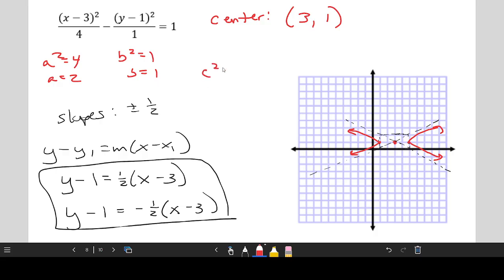And then c squared is equal to a squared plus b squared. So c squared is 5. C is the square root of 5 again. So we're going just over 2 units from the center in each direction. From the center, not from the vertex.